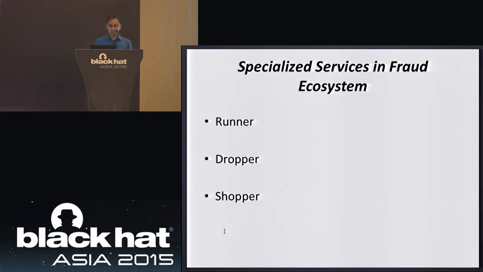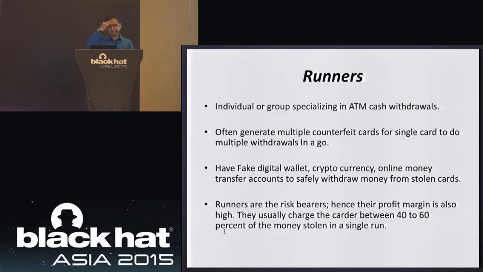What I mean by all these 3, the first one is the runners. It's the individual or group that specializes in ATM cash withdrawals. If you remember, I think in 2013 there was an incident where millions of dollars were washed out from ATM machines from different locations of the world. How did that happen? Even though that incident is not directly related to credit card fraud, it's pretty much related to how runners operate. If they have the bank information, if they have your card information, they would generate multiple counterfeit cards for the same information.